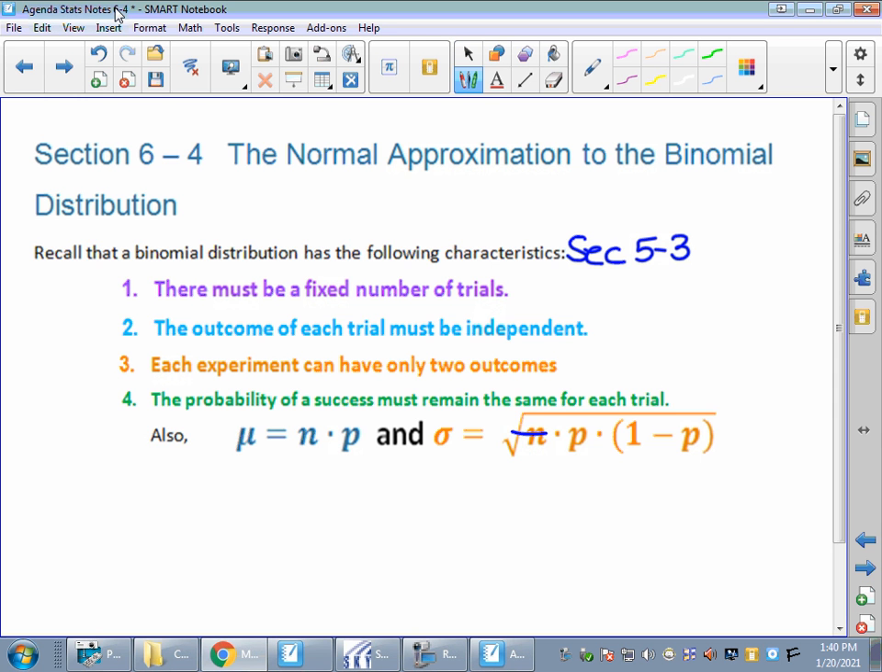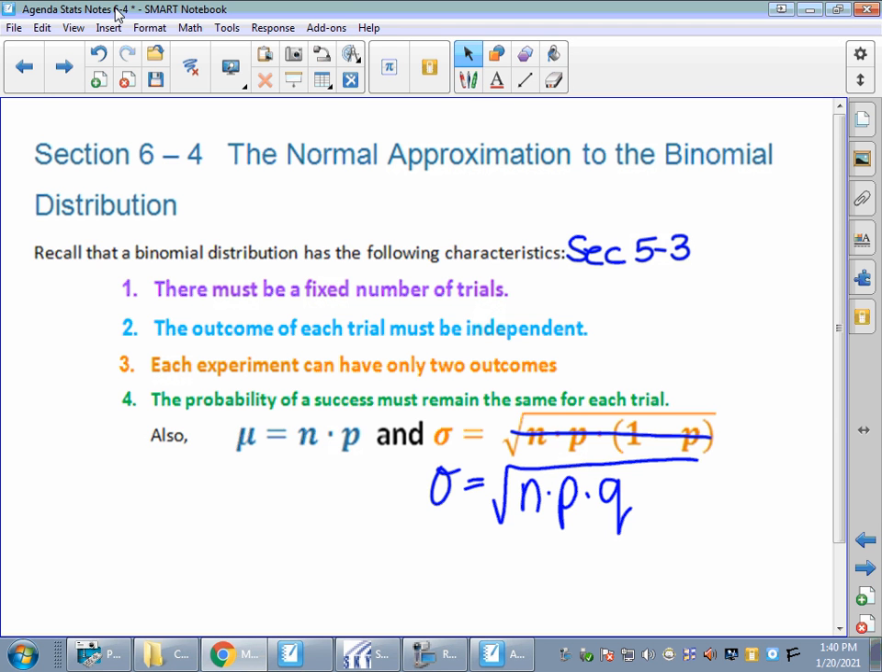And sigma, so standard deviation, is equal to the square root of n times p times q, because remember, variance is just a tool to get us to standard deviation. So those things we all did back in Chapter 5. Well, now we're going to recycle these ideas and use them with a normal approximation. Remember, normal is a bell curve, a normal distribution.